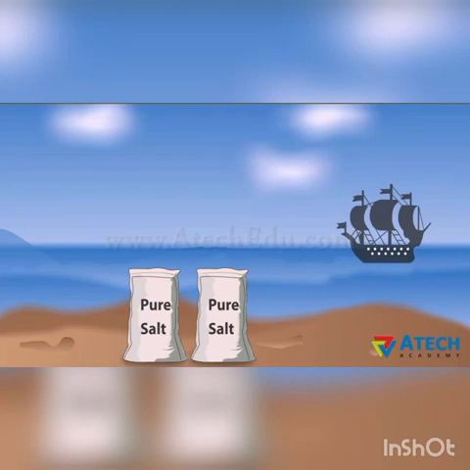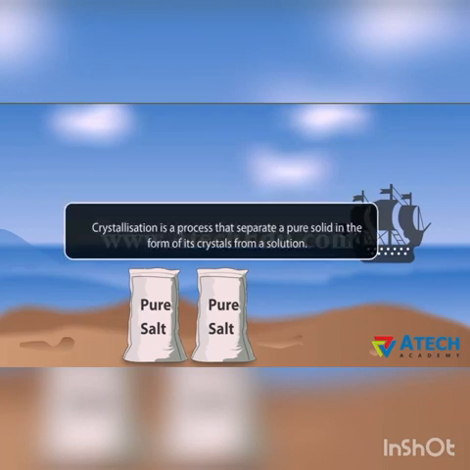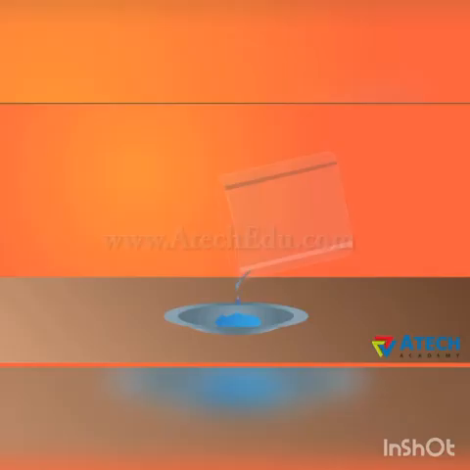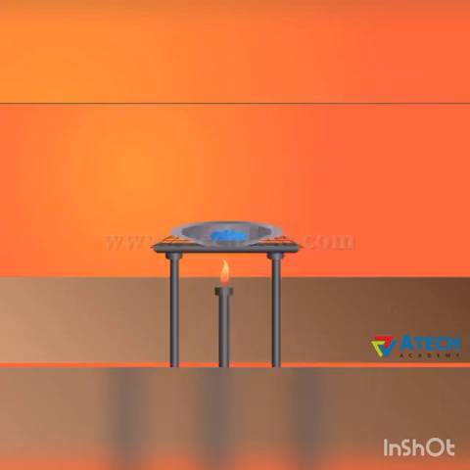Crystallization is a process that separates a pure solid in the form of its crystals from a solution. Crystallization is also used to separate crystals of alum from impure samples. Let us do an experiment to obtain pure copper sulfate from an impure sample. We will take some impure sample of copper sulfate in a china dish and dissolve it in water.